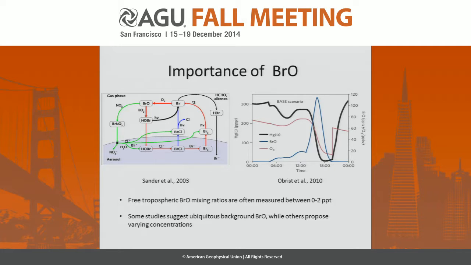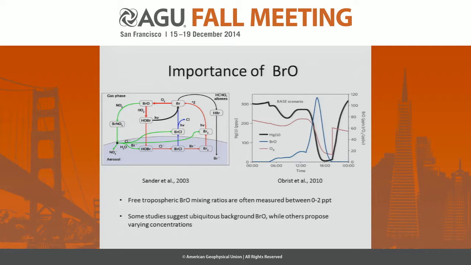So BrO is a very important atmospheric constituent due to its participation in the catalytic destruction of ozone in the stratosphere and troposphere. It's also important because it converts gaseous elemental mercury, or mercury zero, into reactive mercury. And as you can see from the second figure on this slide, BrO concentrations are anti-correlated to the concentrations of ozone as well as mercury zero.